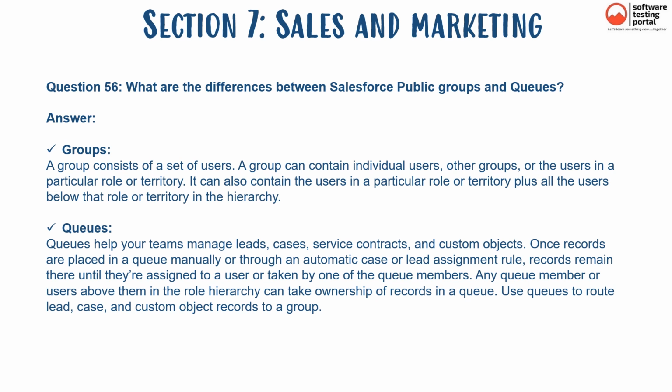Queues. Queues help your teams manage leads, cases, service contracts, and custom objects. Once records are placed in a queue manually or through an automatic case or lead assignment rule, records remain there until they're assigned to a user or taken by one of the queue members. Any queue member or users above them in the role hierarchy can take ownership of records in a queue. Use queues to route lead, case, and custom object records to a group.